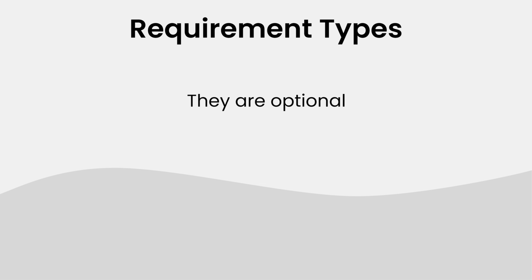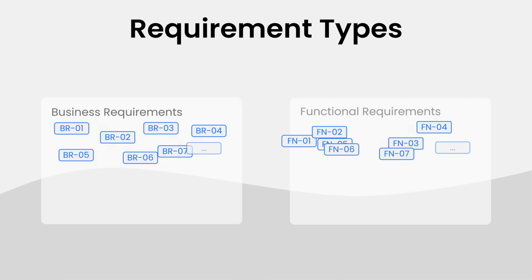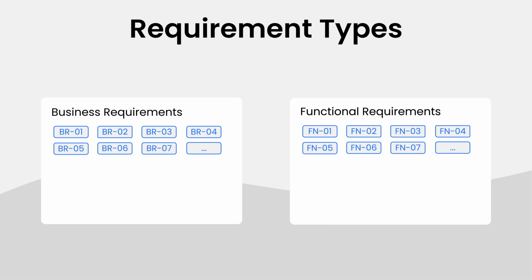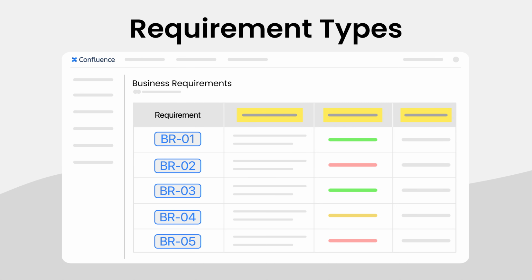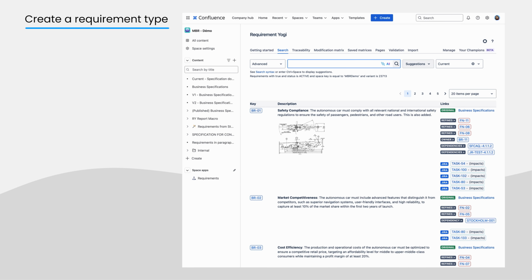While requirement types are optional, they offer three major benefits. They help organize requirements into clear categories. They ensure compliance by checking that all properties and dependencies are in place. And they simplify the process of creating consistent documents using templates. Let's dive in by seeing how to create a requirement type.